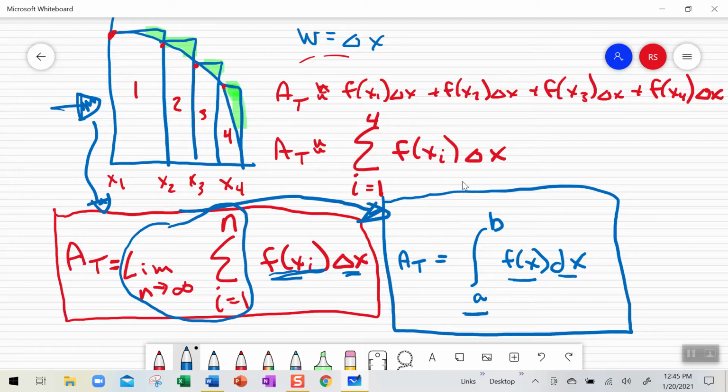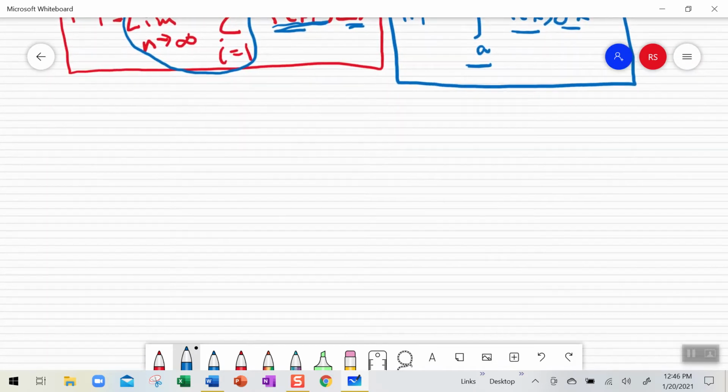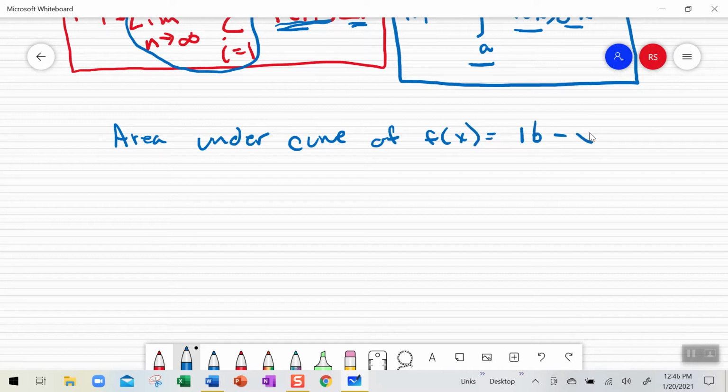So to do one quick example that you might do in a Calc 1 class, let's say we want to find the area under the curve of the function f of x is equal to 16 minus x squared. Now when we say the area under the curve, let's say and above the x-axis. Okay, so area under the curve and above the x-axis.